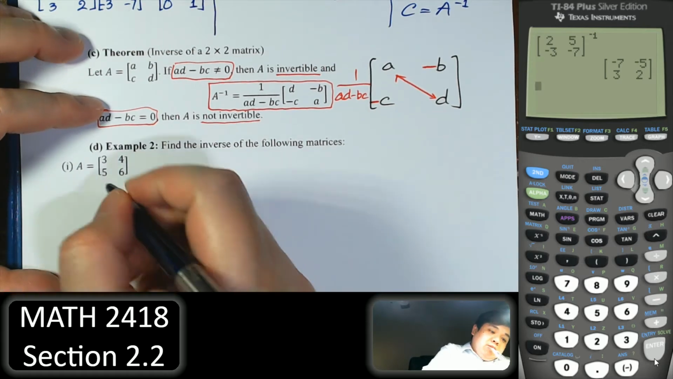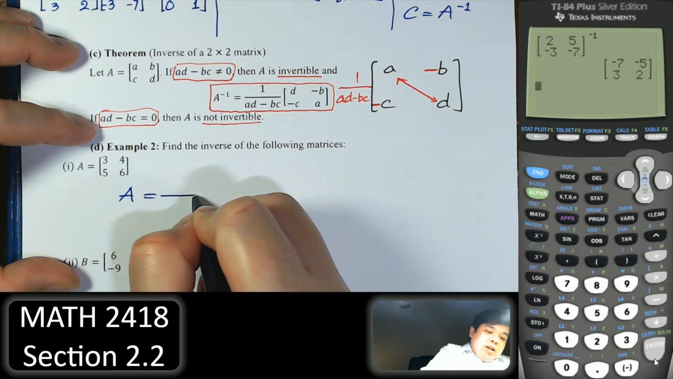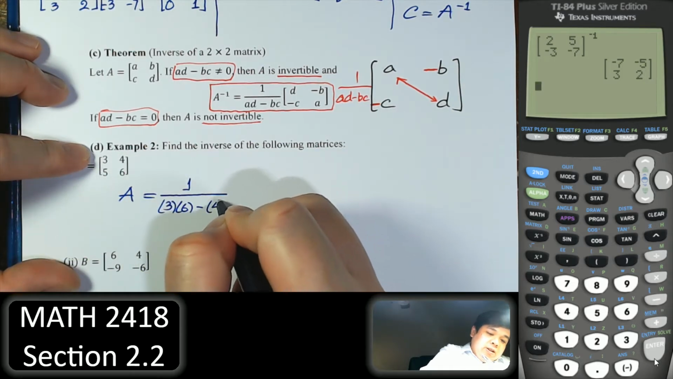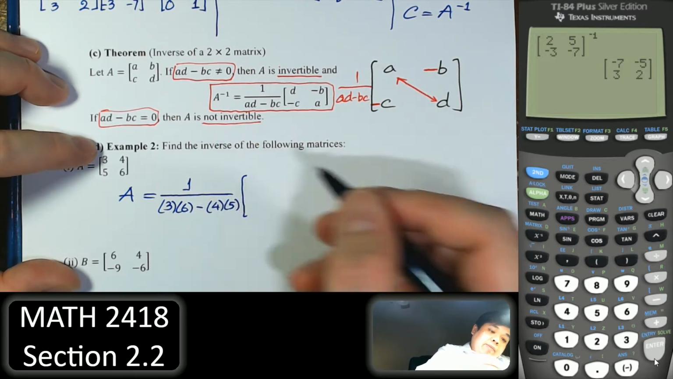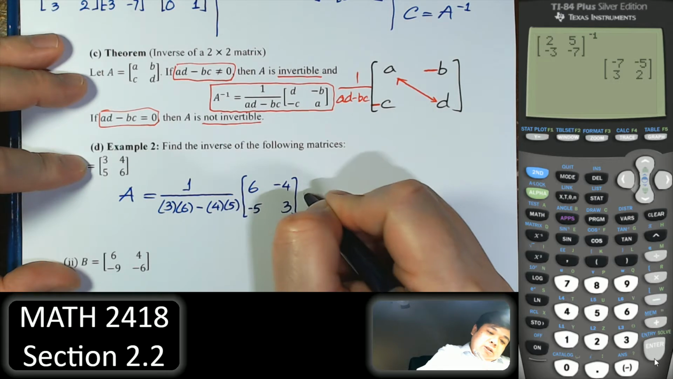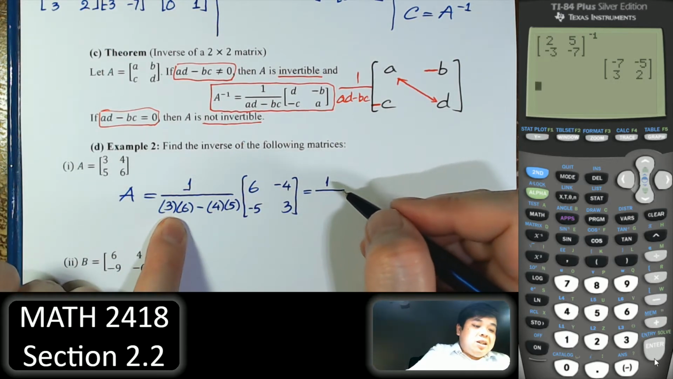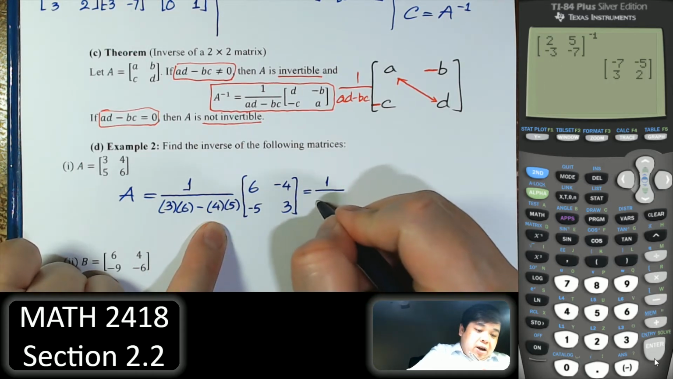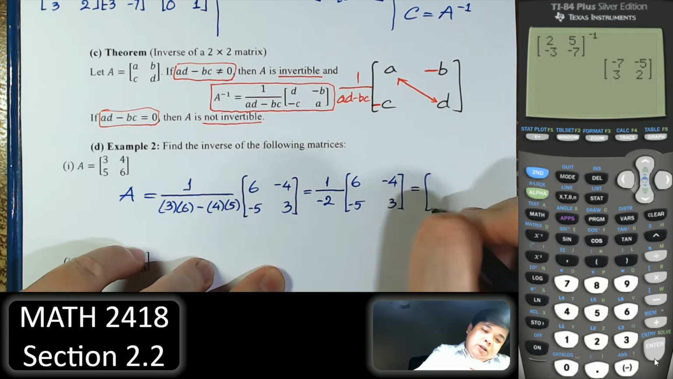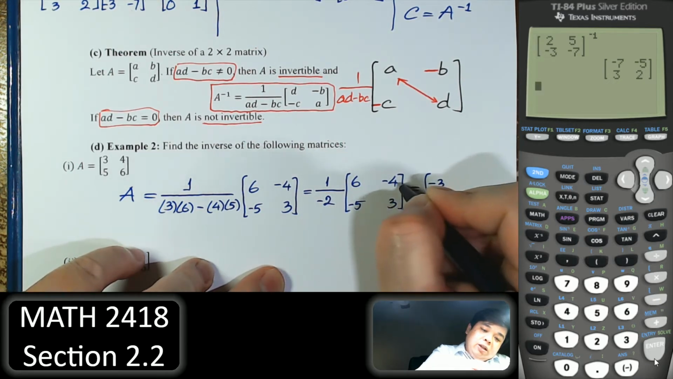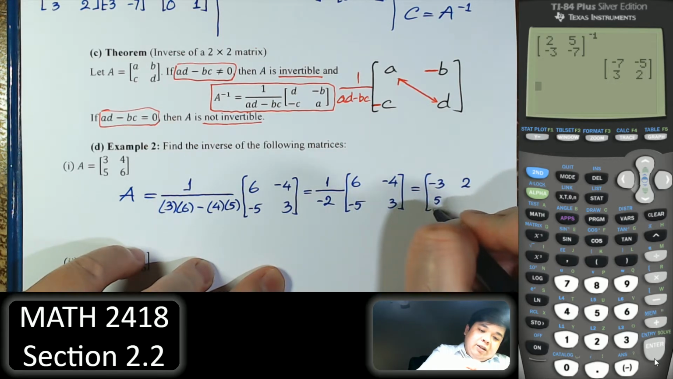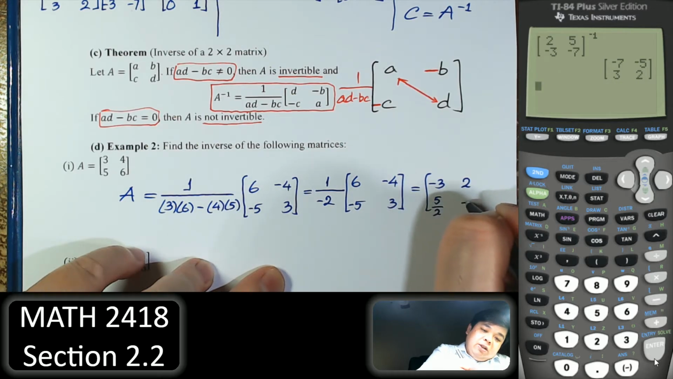Very straightforward, right? Now, find the inverse of this matrix. First use the formula: 1 over 3 times 6 minus 4 times 5. Then these two entries swap places, and the other two change sign. So 3 times 6 is 18 minus 20, that is -2, times 6, negative 4, negative 5, and 3. Multiplying that inside, we have negative 3, 2, 5 half, and negative 3 half.